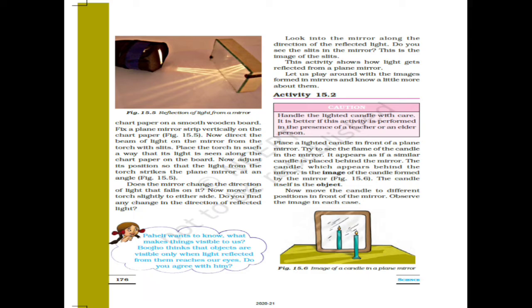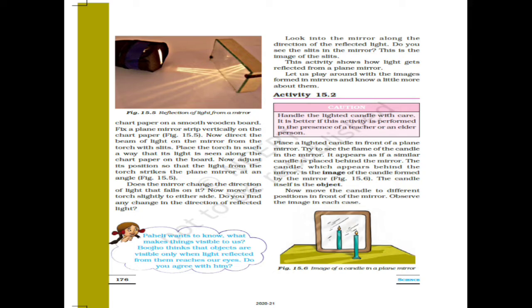Now you have to take a plain mirror strip and vertically fix it on the chart paper, and direct the beam of light on the mirror from that slit. Place the torch in such a way that its light is seen along the chart paper on the board. Now you have to place the torch in the way that the light should be reflected onto the chart paper of the board.